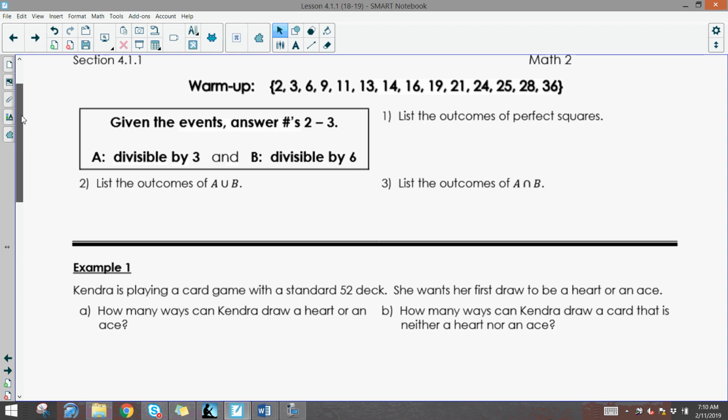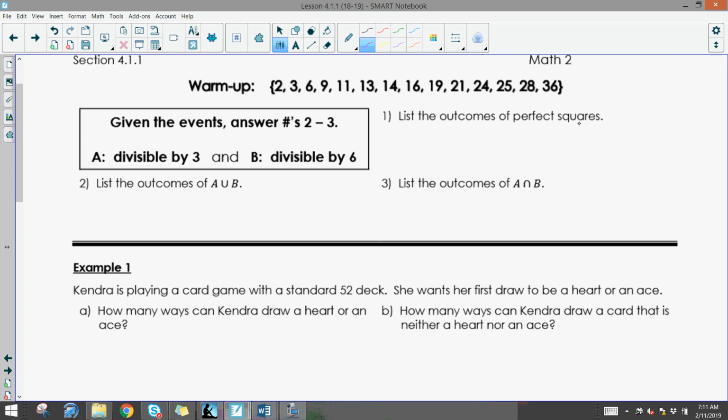This is given the events, answers number 2 and 3. That should say 1 through 3. Anyway, here, oh, I guess, never mind. When you have your events, you have event A, which means we're looking for a number divisible by 3, and we have event B, which is a number divisible by 6. So that's what we're going to be using for the warm-up.